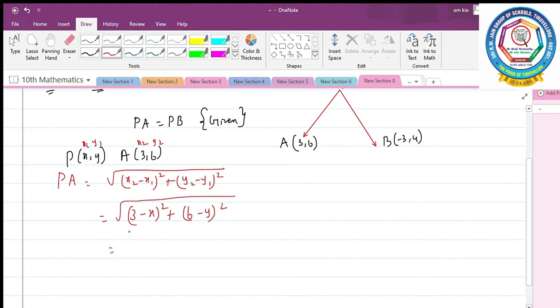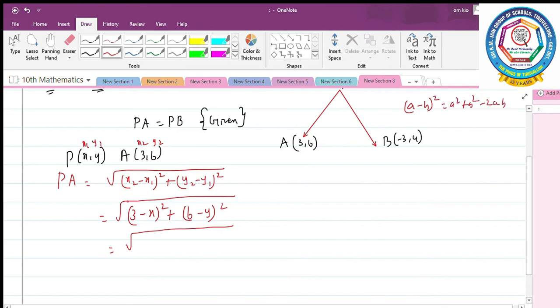This is equal to square root of, so it is in the form of a minus b the whole square. A minus b the whole square identity is a square plus b square minus 2ab. So here in place of a, 3 is there, in place of b, x is there. So 3 square plus x square minus 2 threes are 6, 6 into x, 6x. Plus here is also a minus b the whole square. So 6 square plus y square minus 6 twos are 12, 12y. Next, what is the next condition?